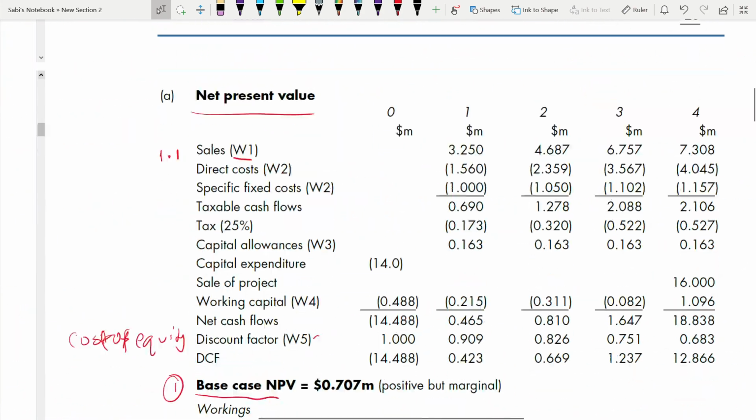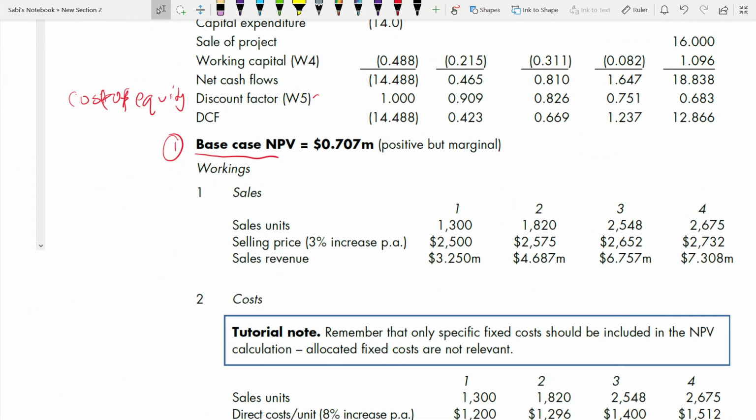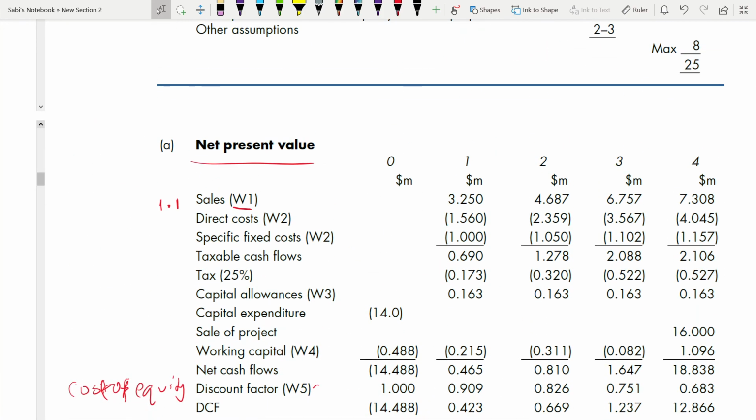Okay. So 2500 increases every year by 3%. That you will be able to do, and then the sales revenue. All these four figures will go to your final table. Check whether it is so. Yes, 3, 2, 5, 4, 6, 8.